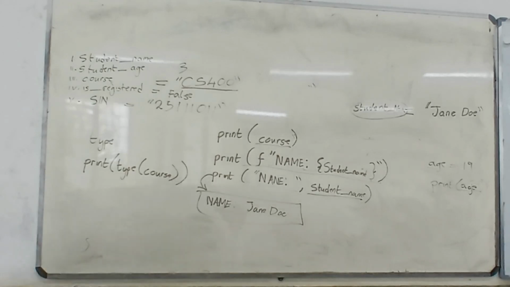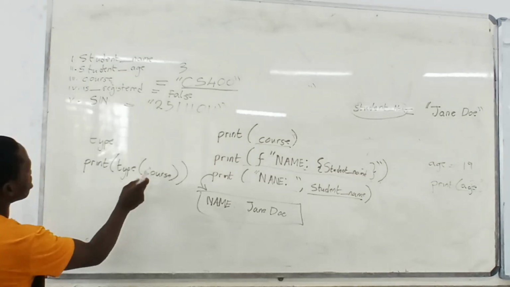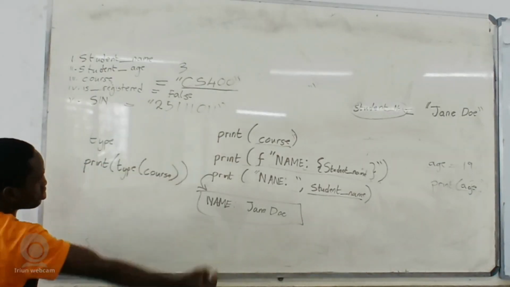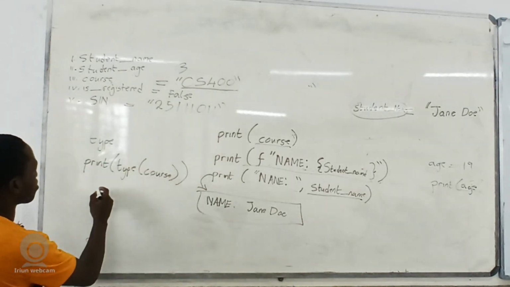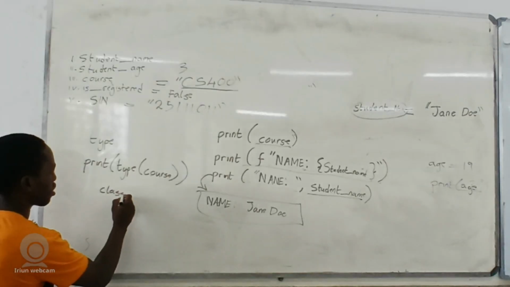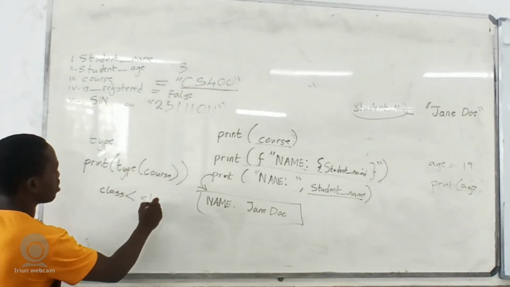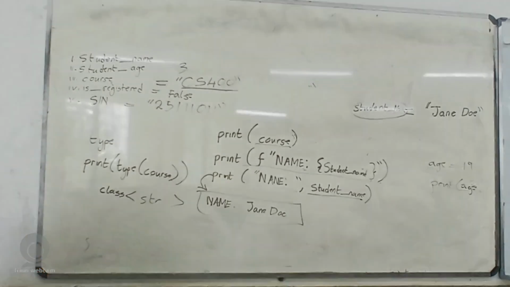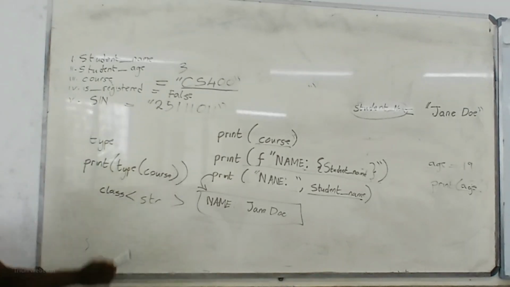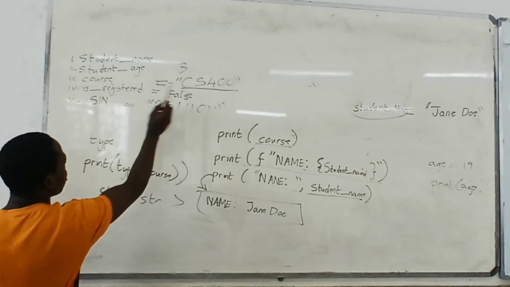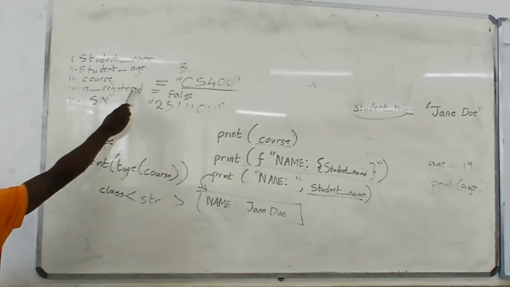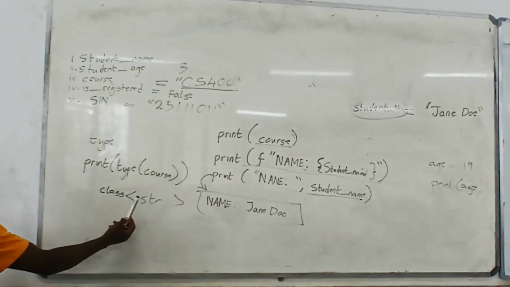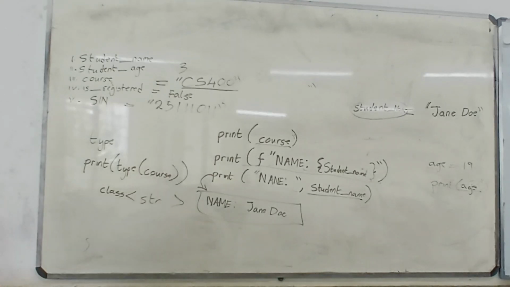So when you run this, it will give you the data type of this course, which is CS400. So the output should be something like class str, something along these lines. That's what the type does. It won't print this, it will print what family this belongs to, and it belongs to the string family. So that was all for that question.